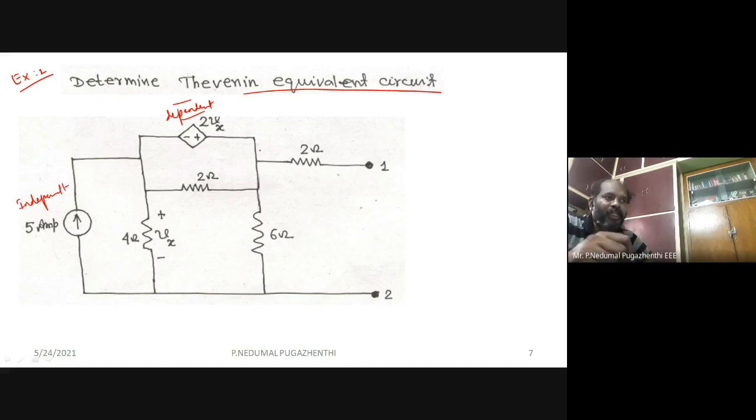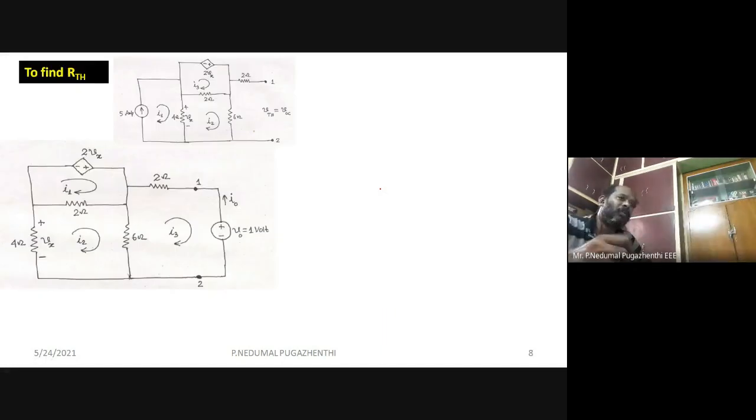While you are finding R Thevenin here, you eliminate the independent source with its equivalent, keep the dependent source, and try to connect a voltage or a current source here, then work on finding your R Thevenin. That is what we normally do. This is your normal diagram, and I have connected a 1 volt source here to find R Thevenin.